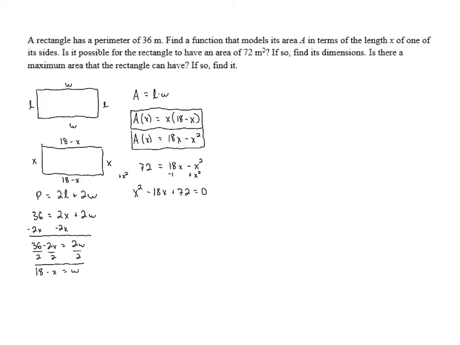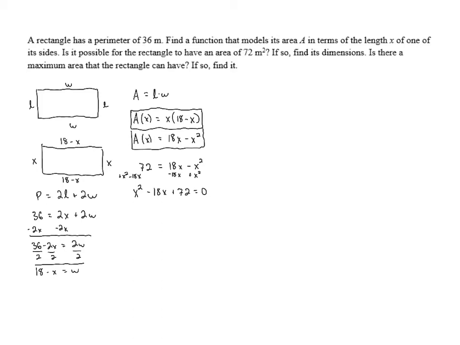And to get the 18x on the other side, we need to subtract 18x from both sides, and that gives us a negative 18x. A shortcut here is if we want to move one term to the other side, we just have to change its sign. Anyways, we have x squared minus 18x plus 72 equals 0.